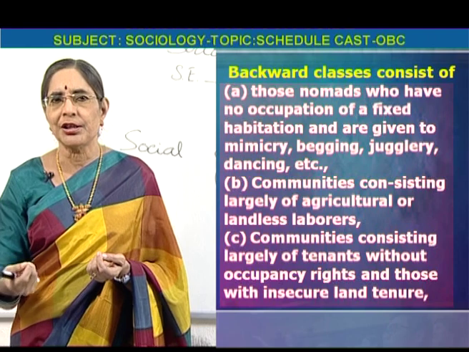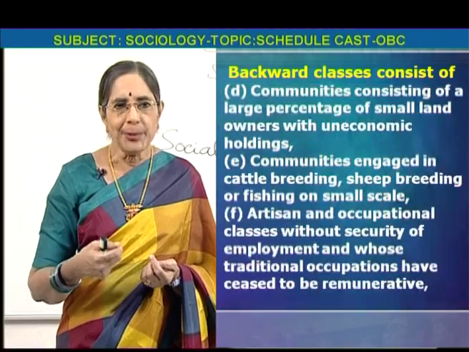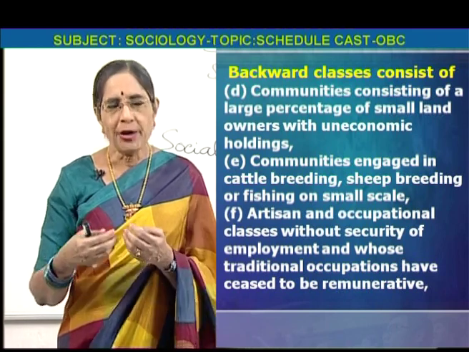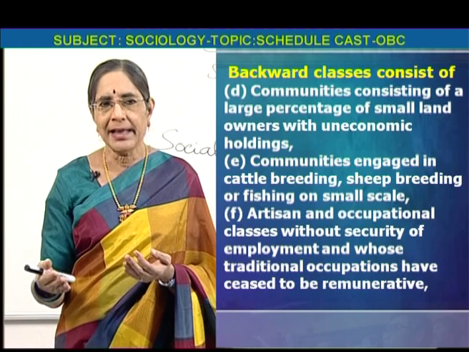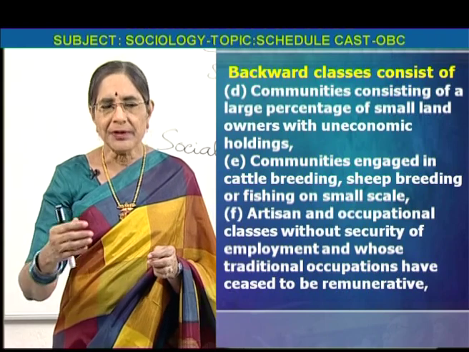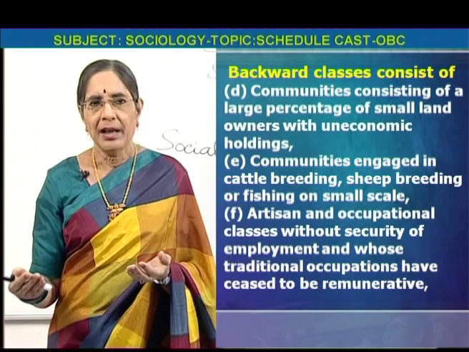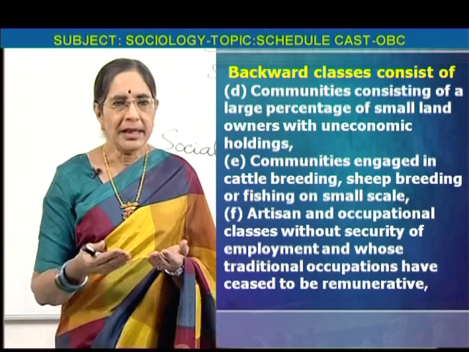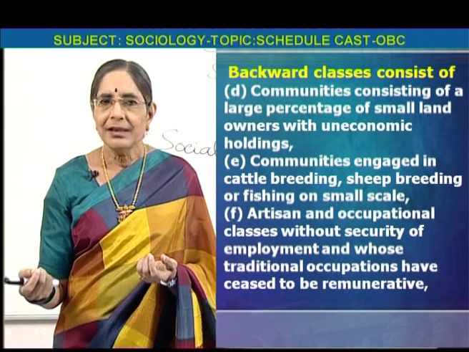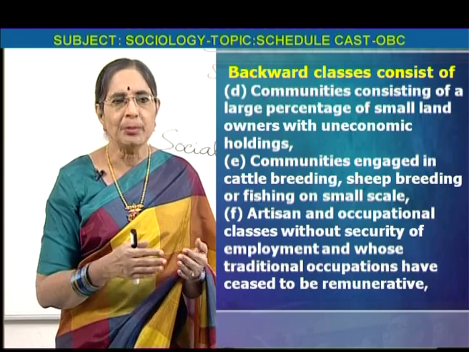Even these communities also fall under the category of backward classes. Certain communities engaged in cattle breeding or sheep breeding or fishing on a small scale. These occupations are the traditional occupations. Because of these occupations, they have transhumance or nomadism, and because of this, many times their social and educational forwardness is very low or minimal. Even these communities also come under the category of backward classes.